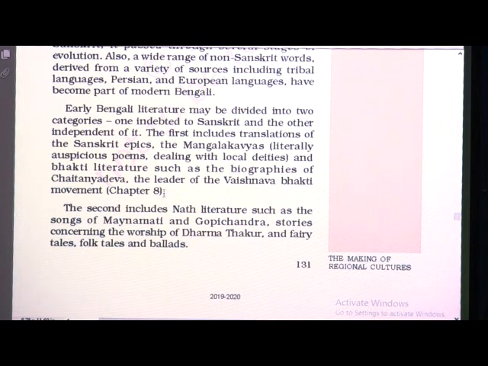So in chapter 8 we learnt it. Now here Bengali literature has been divided into two parts. One is owed to Sanskrit, and the other is independent of it. The first includes translations of the Sanskrit epics and the bhakti literature such as biographies of Chaitanya Deva. Who is Chaitanya Deva? The leader of the Vaishnava Bhakti movement.